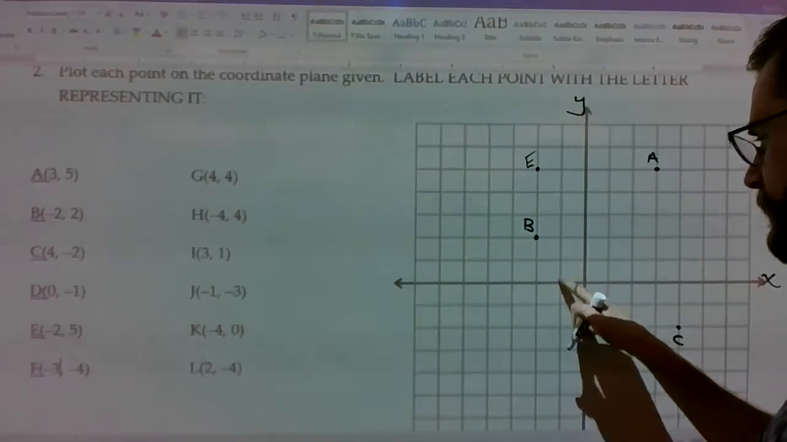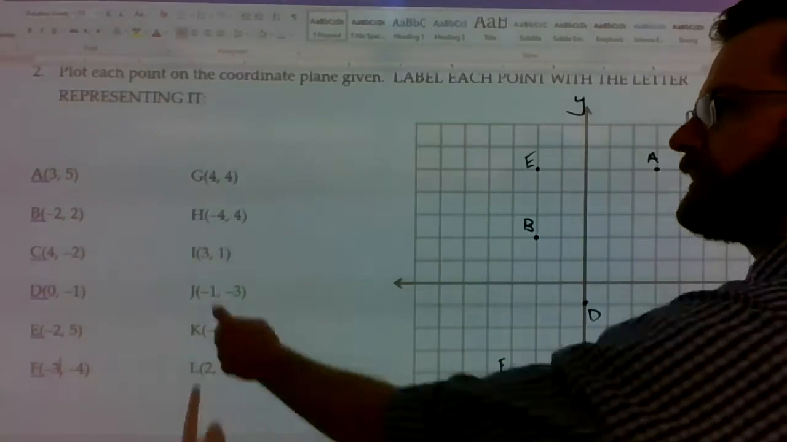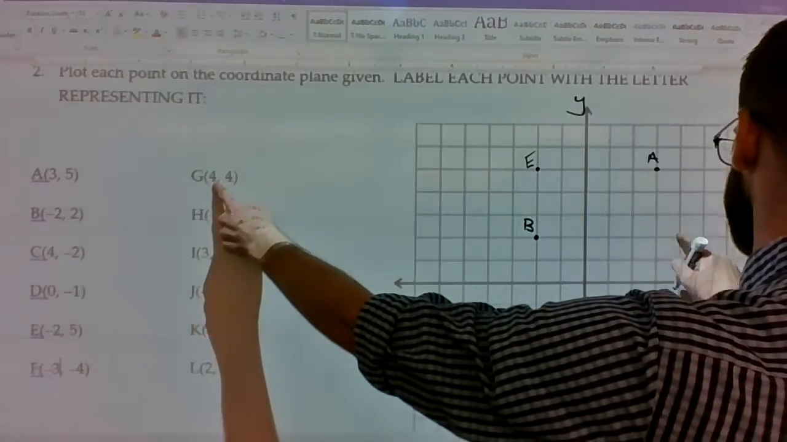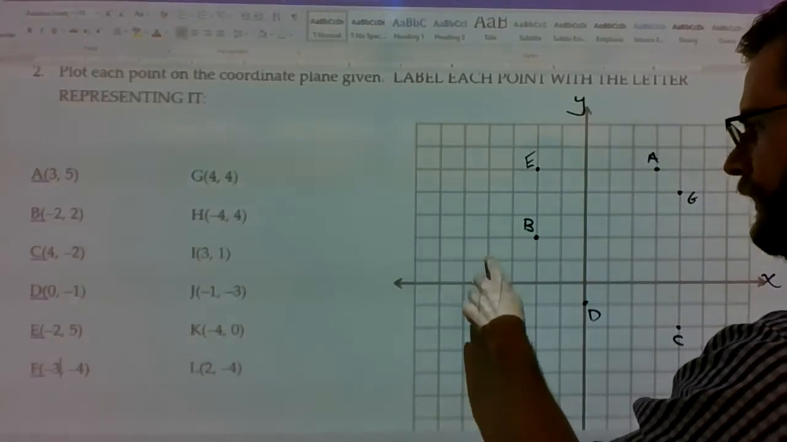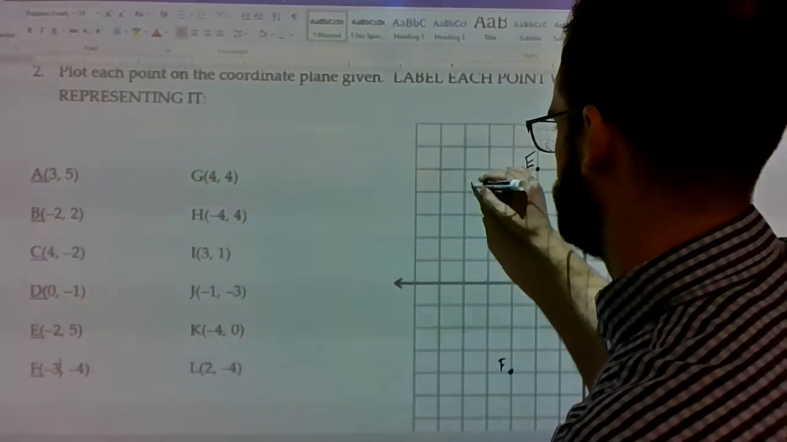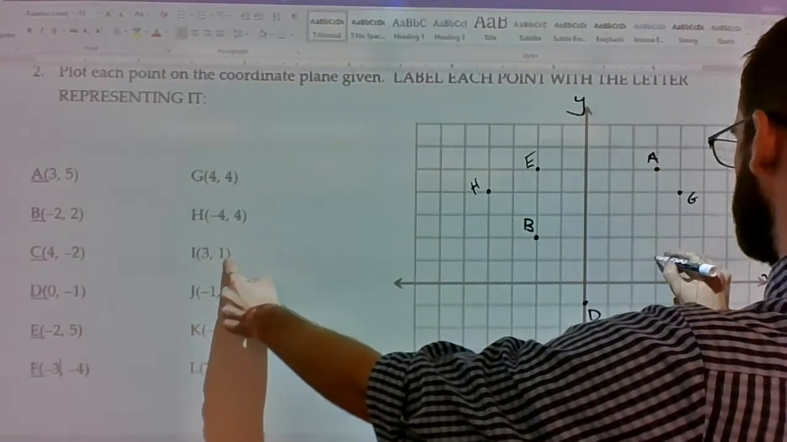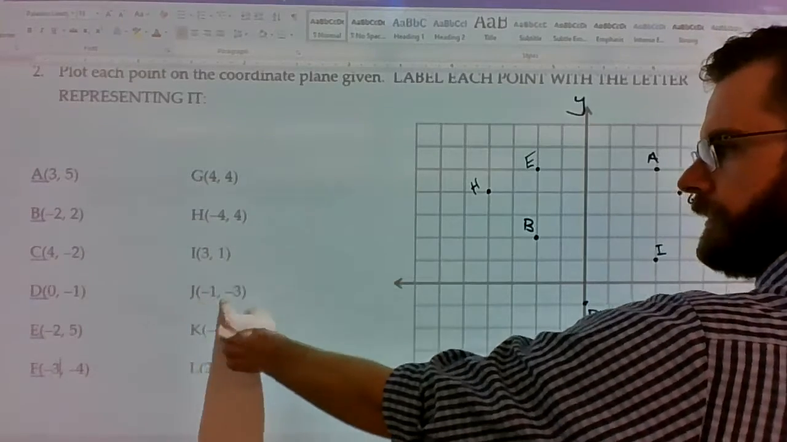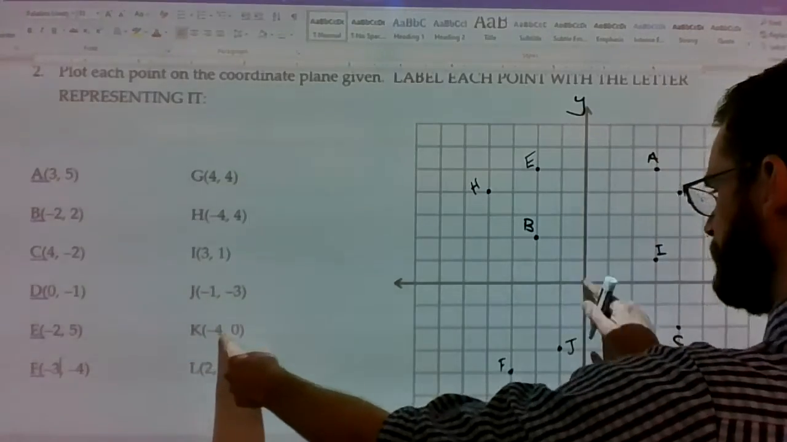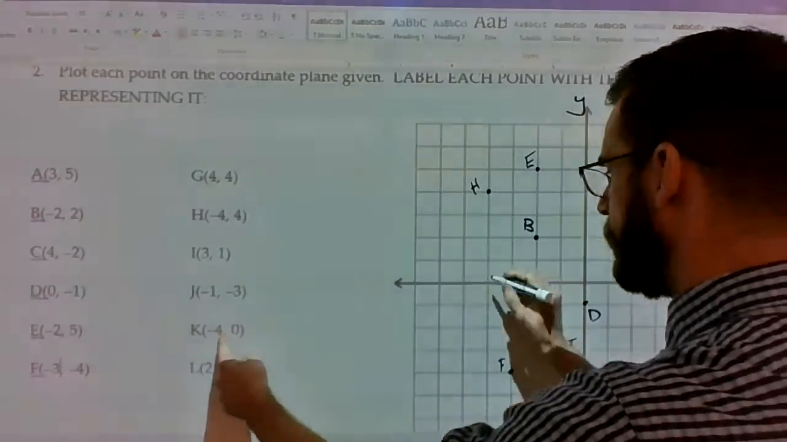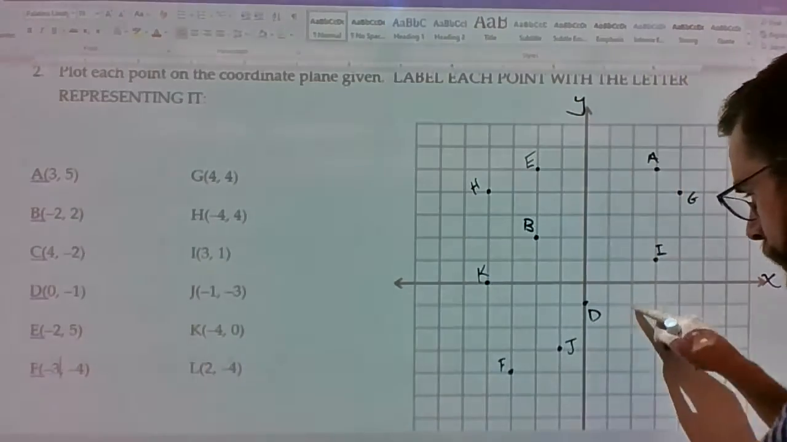-3, -4 for F. G is 1, 2, 3, 4, 1, 2, 3, 4. H is -4, 4. 1, 2, 3, 4, 1, 2, 3, 4. I is right 3, up 1. And then J is -1, down 3. K is -1, 2, 3, 4, up 0. And then L is right 2, down 1, 2, 3, 4.